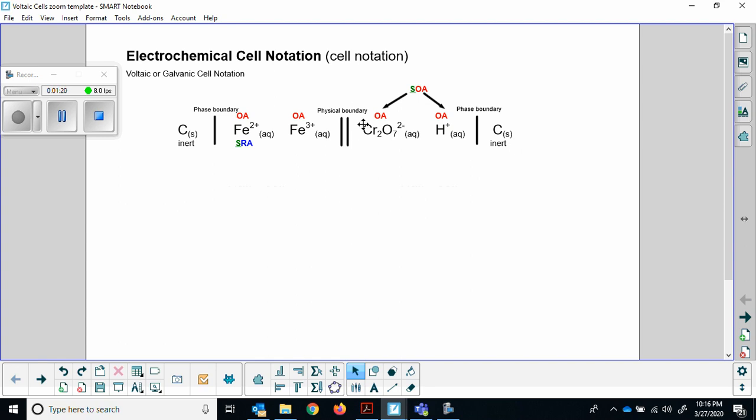The physical boundary is the representation between two half cells. So this side of the physical boundary is in one container, and this side of the physical boundary is in another container.